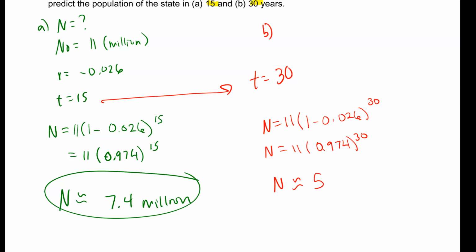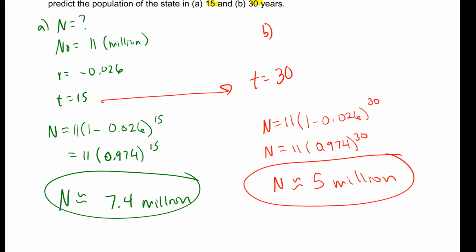So N is approximately 5 million. Okay, so in the first 15 years, down by 3.6 million. Next 15, down by 2.4, right? So the amount we're decreasing gets smaller and smaller and smaller.